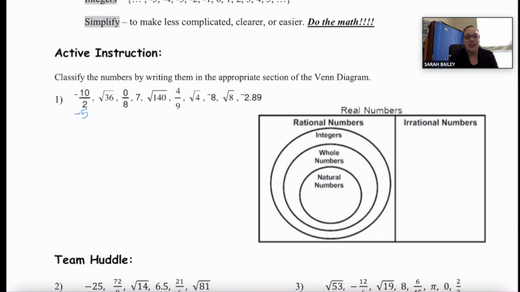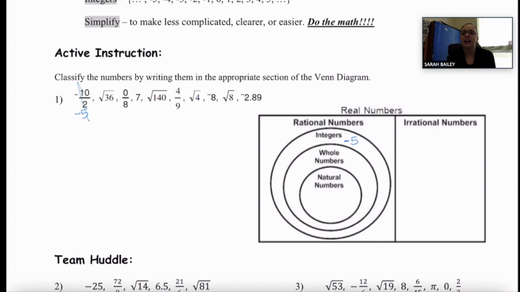So the easiest thing, is it irrational? No. Okay, so it's a rational number. Is it an integer? Is negative 5 an integer? Yes, it is an integer. Is it a whole number? Is it a natural number? No. But it is an integer, so I'm going to put it right here in this section, somewhere in the integer section. There's negative 5. I'm going to put a line through it so I don't look at it again.